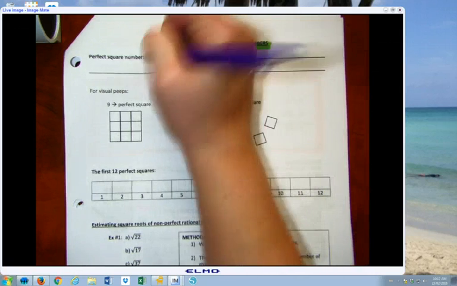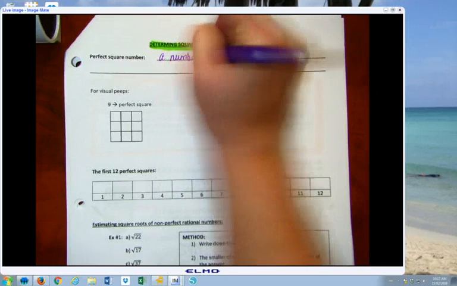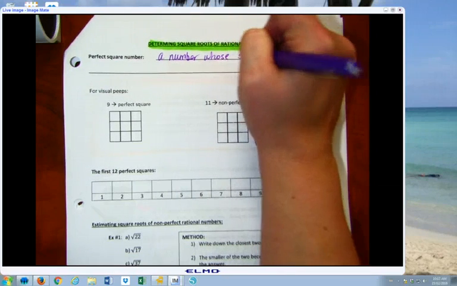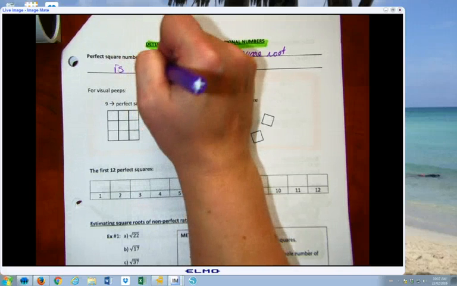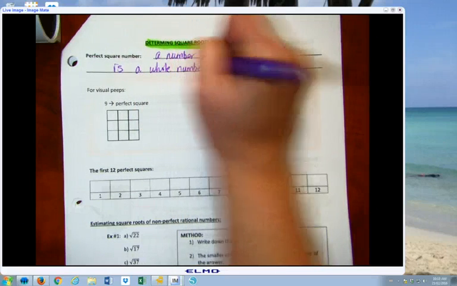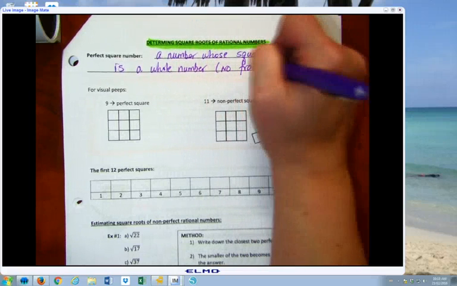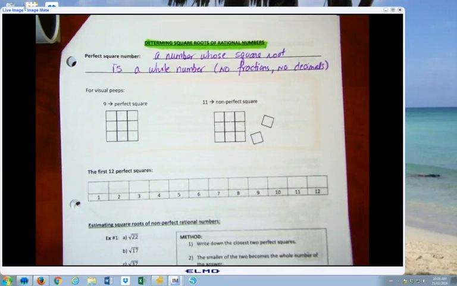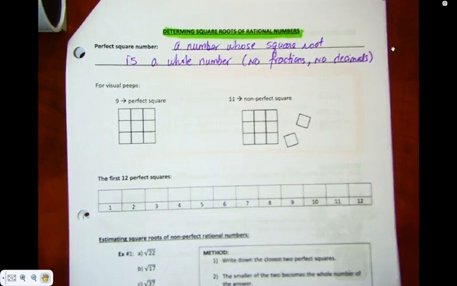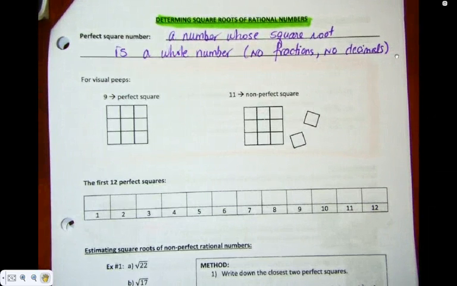Yep, and we're just going to go backwards. It's a number whose square root is a whole number. And what that means is no fractions, no decimals. A number whose square root is a whole number, which means no decimals, no fractions.